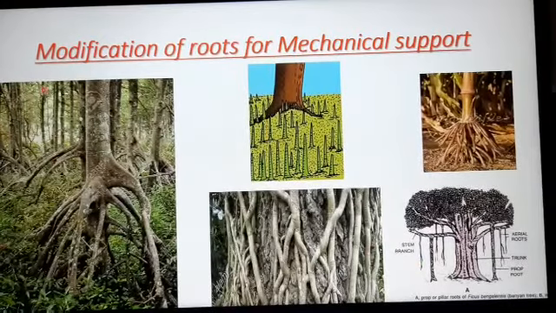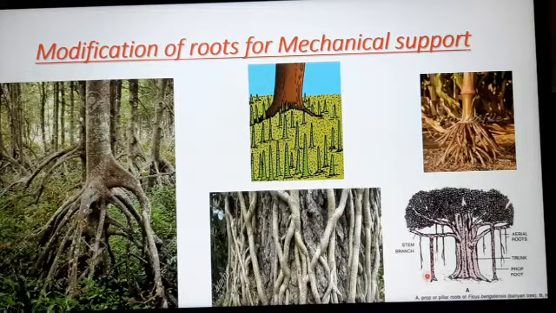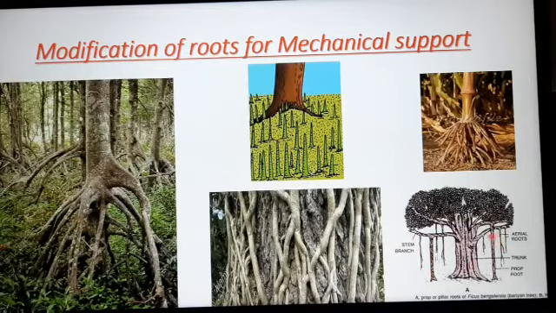Now we are going to discuss modification of root for mechanical support. Student, here you can see the prop root. It is given in your NCERT book also. Actually, these are massive roots produced from the stem. This is the prop root. Stem and aerial branches. Here you can see from this aerial branch the root is produced. So these are massive roots produced from the stem and the aerial branch that grow vertically downwards.